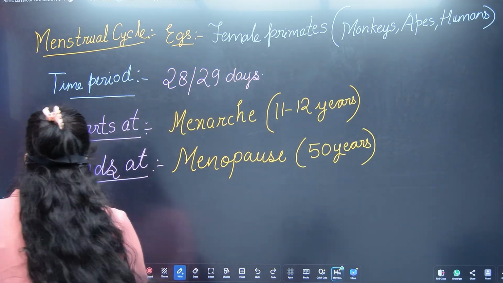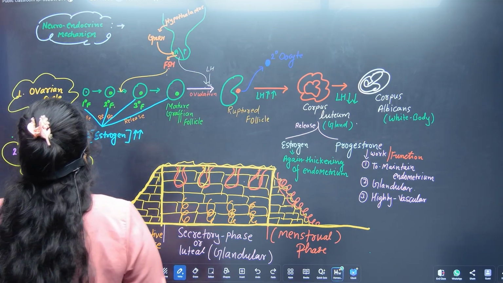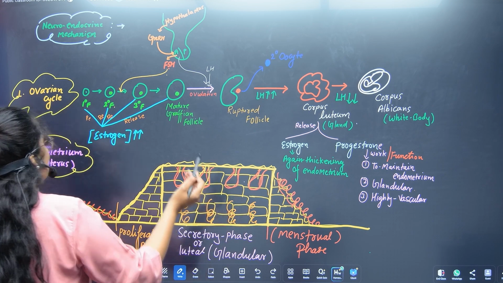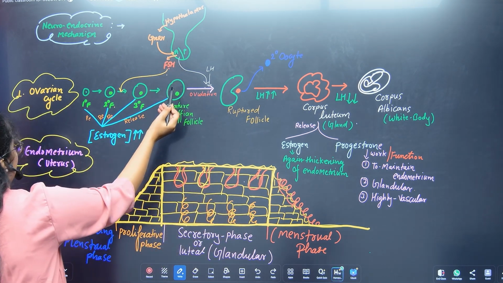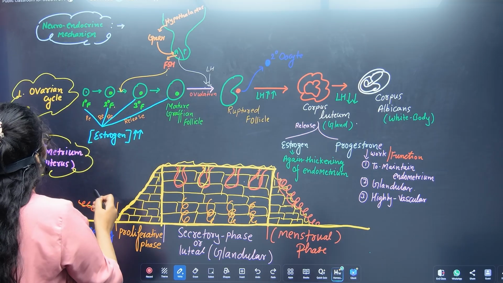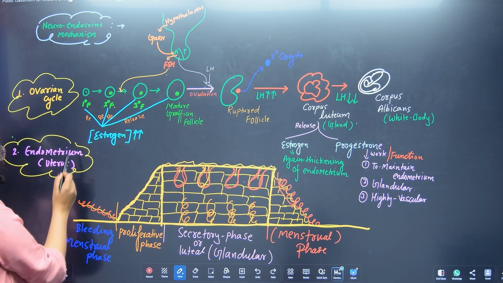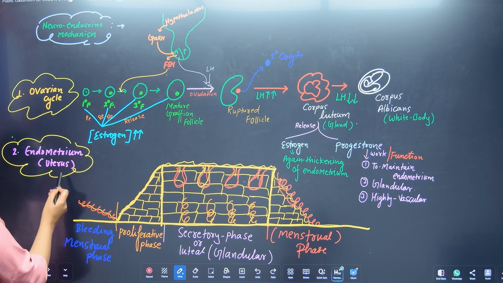menopause. Then we had discussed the neuroendocrine mechanism involved in the menstrual cycle, which involves mainly the hypothalamus and the pituitary gland. There are two cycles which go on simultaneously in the menstrual cycle. One is the ovarian cycle and the second is the endometrium cycle, which occurs in the uterus.